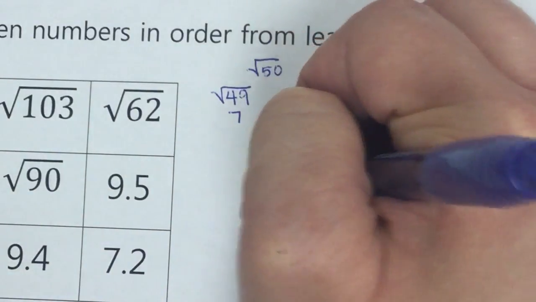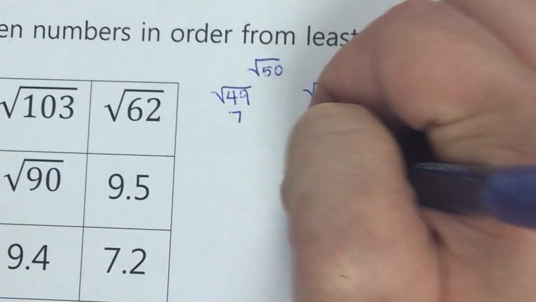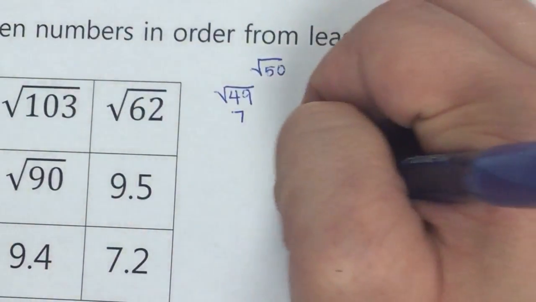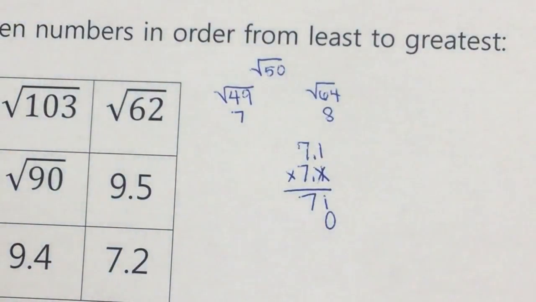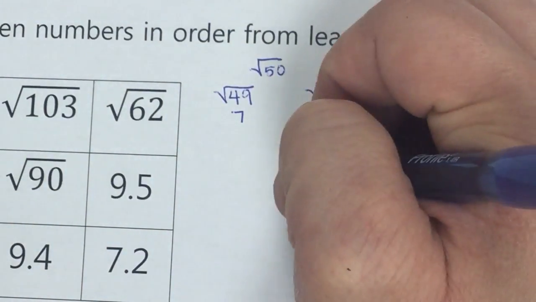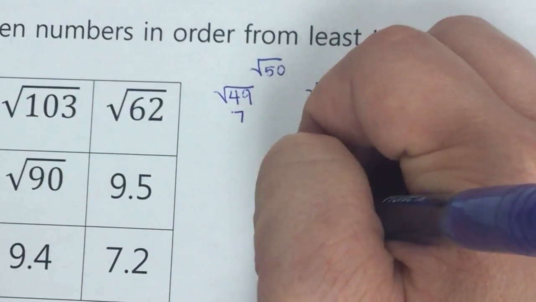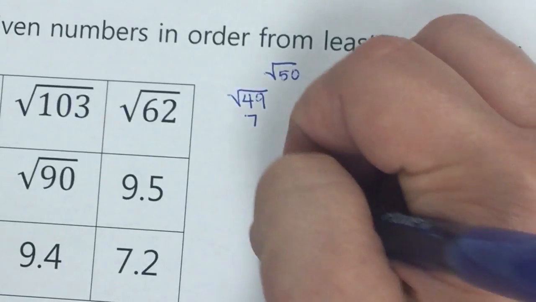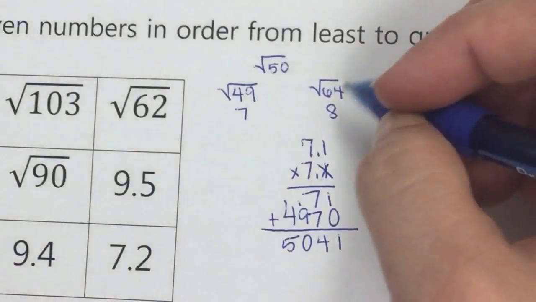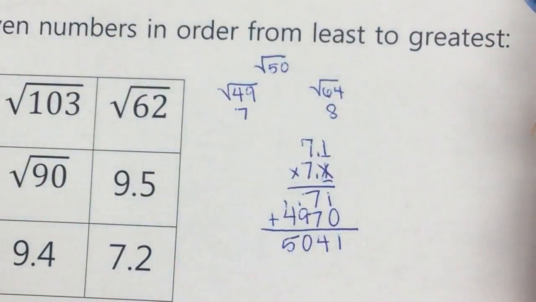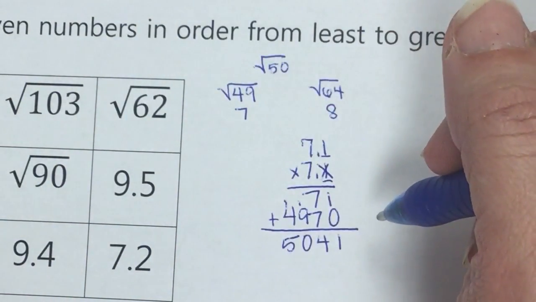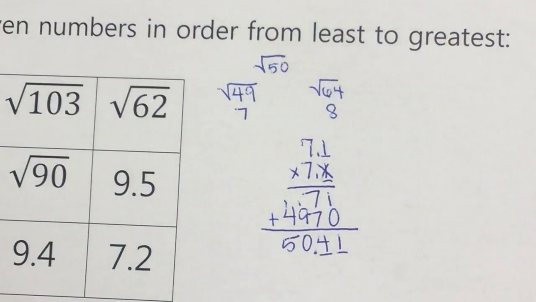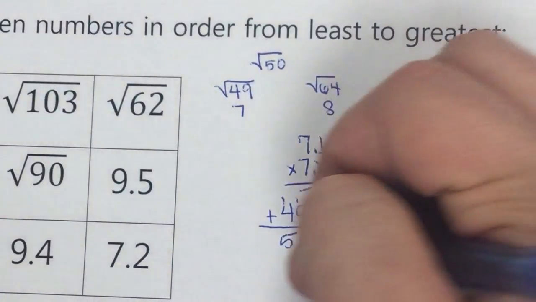So we're going to take 7.1 times 7.1. 1 times 1 is 1. 1 times 7 is 7. We're done with this number, so we're going to go ahead and leave a space. 7 times 1 is 7, and 7 times 7 is 49. Remember, if you have two numbers in front of the decimal, two numbers behind the decimal in your question, you have to have two numbers behind the decimal in your answer. So it should be approximately 50.41.